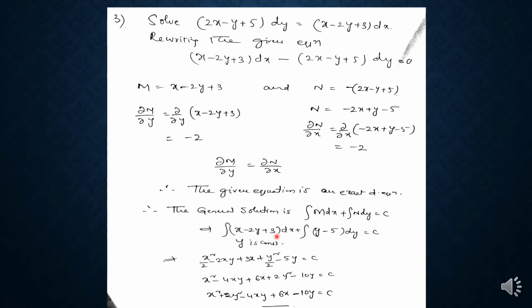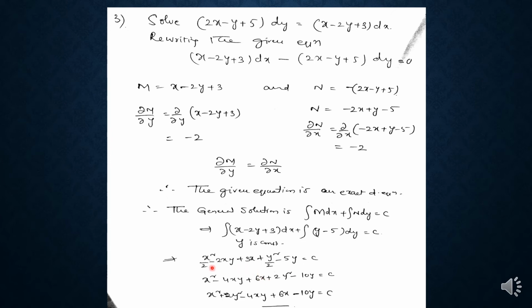And while taking M and N, by integrating these two integrals, in the first integral, while integrating M, y will be treated as constant. So we'll get x square by 2 minus 2xy plus 3x. And while taking N, by eliminating the x terms, we should take y terms and the constants only. By integrating those terms, we will get y square by 2 minus 5y is equal to c.